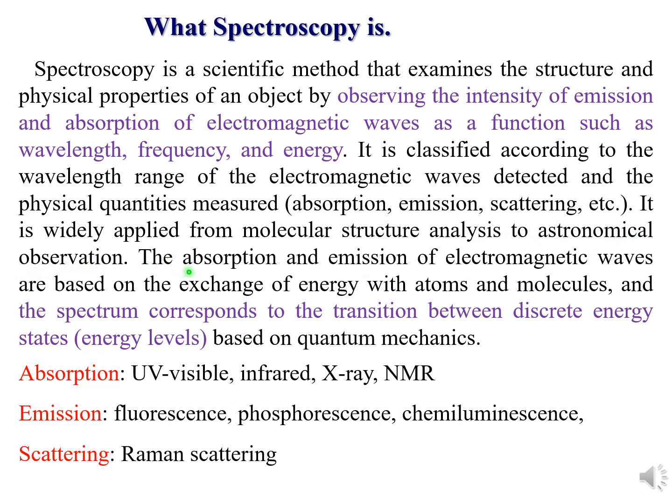The absorption and emission of electromagnetic waves are based on the exchange of energy with atoms and molecules, and the spectrum corresponds to the transition between discrete energy states, energy levels, based on quantum mechanics. Spectroscopic methods measuring the absorption of electromagnetic waves include ultraviolet visible absorption spectroscopy and infrared absorption spectroscopy. Spectroscopic methods measuring emission include fluorescence and phosphorescence spectroscopy. Raman spectroscopy can be mentioned as a method measuring the scattering of electromagnetic waves.